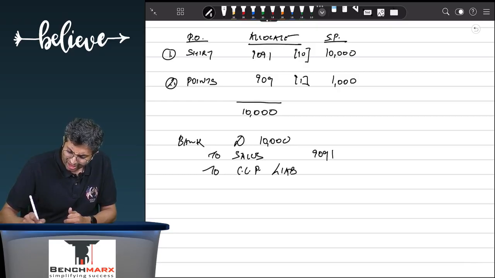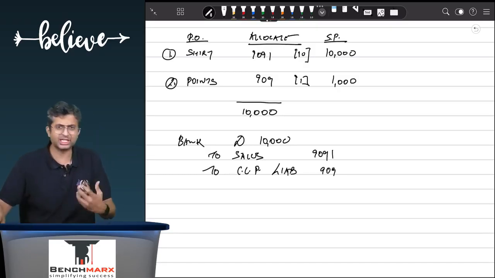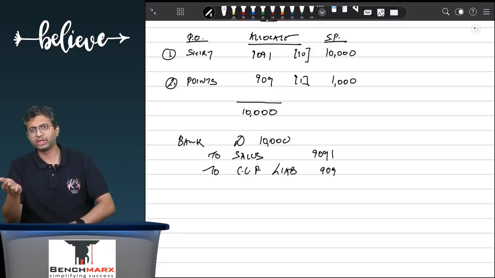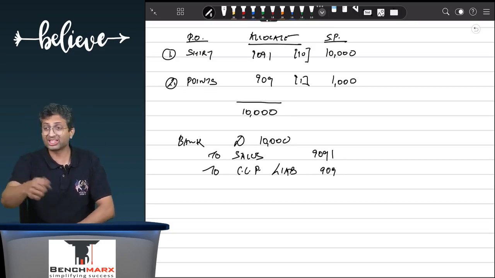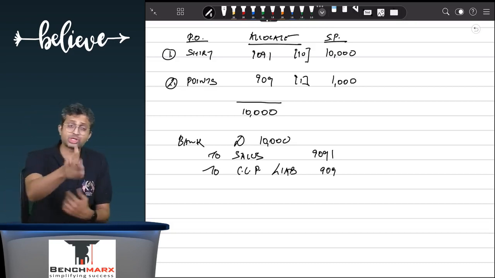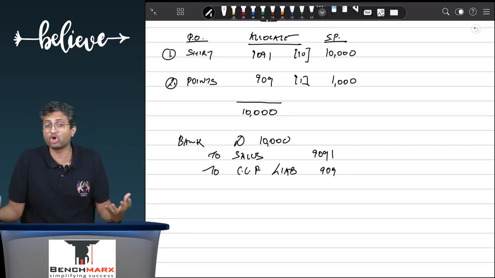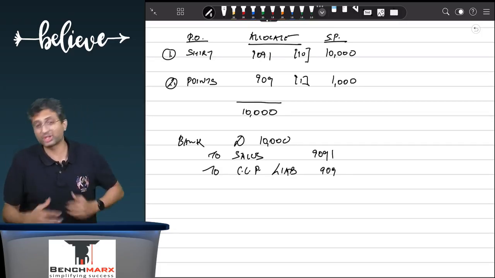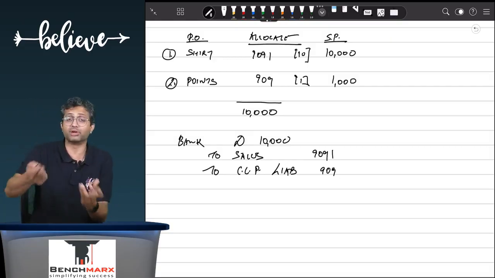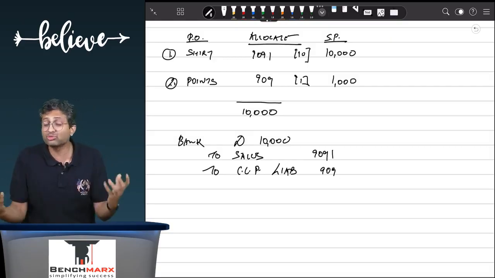Sir, why is it a liability? Why is it not sales? Well, you're not in the business of selling points. These points are like credit notes. You're giving those credit notes against which a customer can come in the future and they can buy, let us say, a bag in the future. The customer will not again pay. So customer is paying you 10,000, let us say, for a shirt which you have delivered, and a bag which you have not yet delivered.